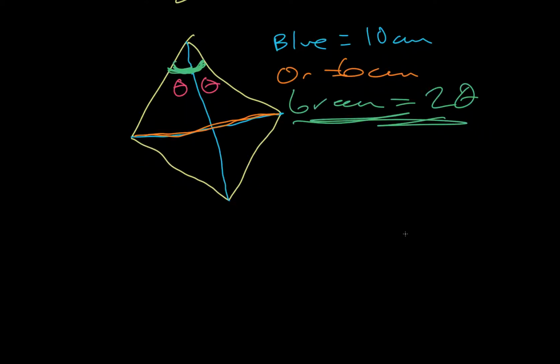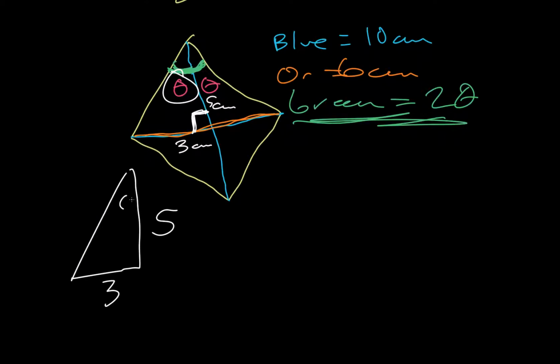But since we're going to be dealing with these triangles, the rhombus diagonals create a perpendicular intersection, and they also bisect each other. And so we know that this piece is 3 centimeters, and we know that this piece is 5 centimeters, and we want to know this angle. So it really just becomes this problem, 3, 5, theta, like that.